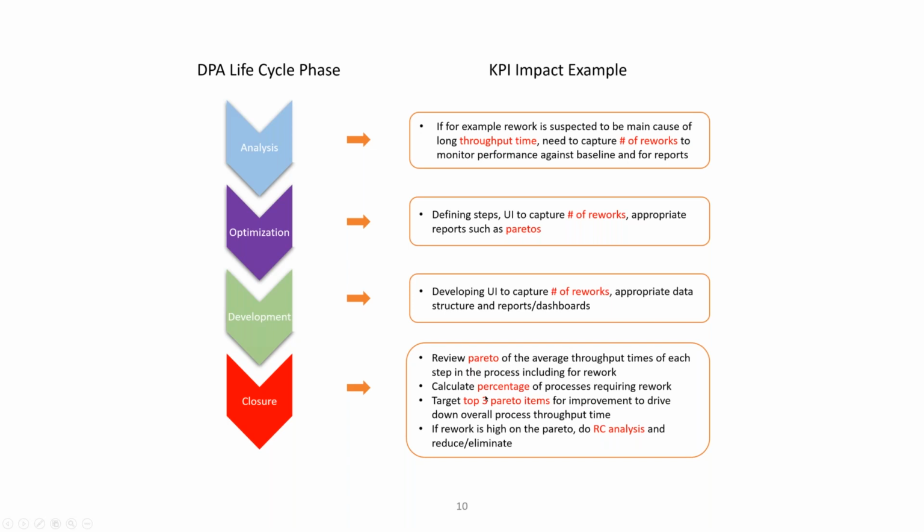when the process is running and in production, you can create something like a Pareto chart of the average throughput times of each step in the process, calculating the percentage of processes requiring rework, look at the top 3 Pareto items for improvement, and then feed that back into the baseline as the next opportunity for improvement of the process using root cause analysis to really identify the specific opportunities.